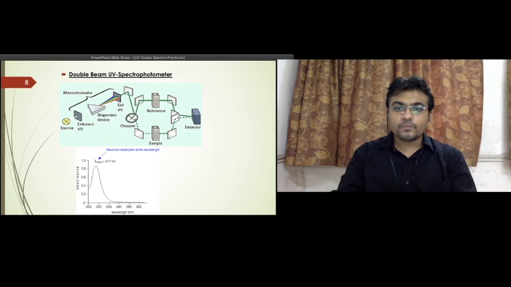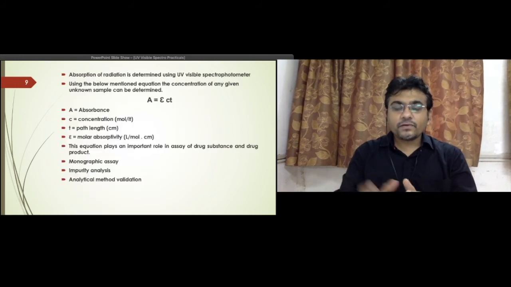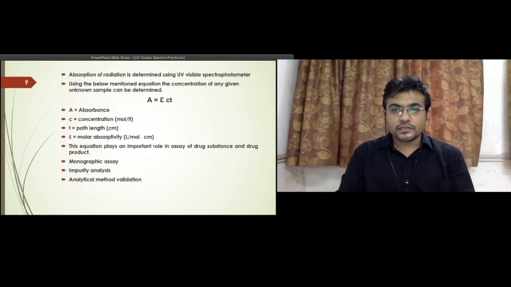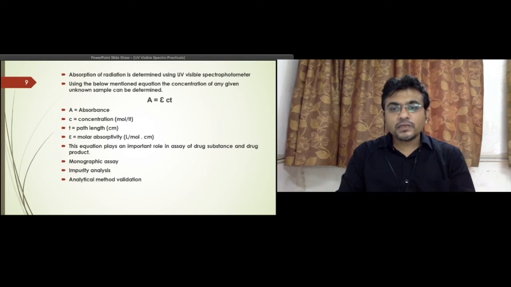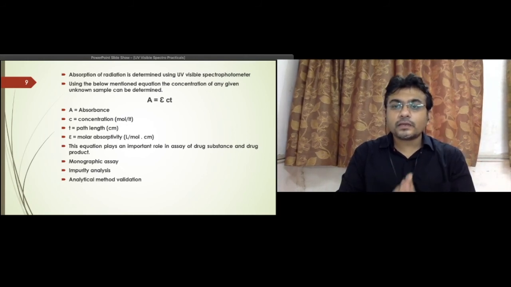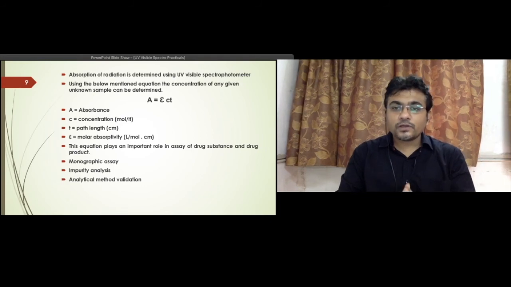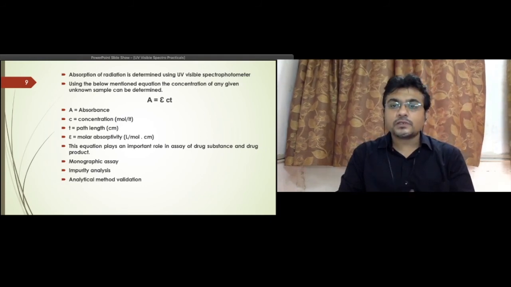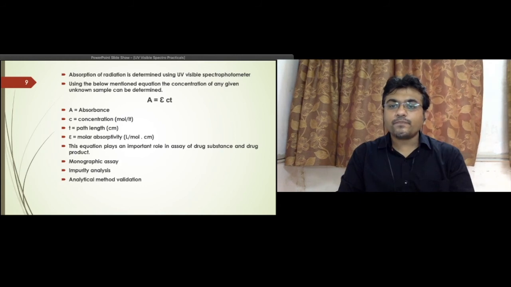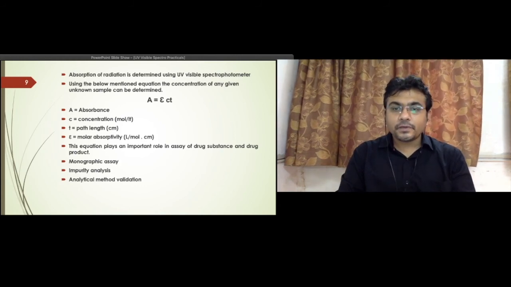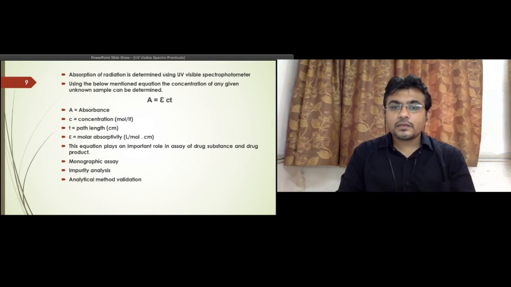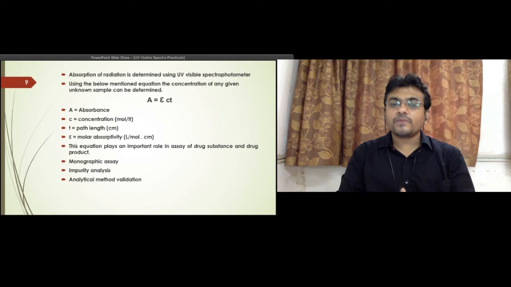Now after determining the absorption of the radiation, using the Beer-Lambert law equation, we can determine the concentration of an unknown sample. As we have already gone through the Beer-Lambert law equation, the equation is A equals epsilon C t, where capital A is the absorbance of the solution, C is the concentration of the sample, t is the path length, and epsilon is the molar absorptivity of the compound.